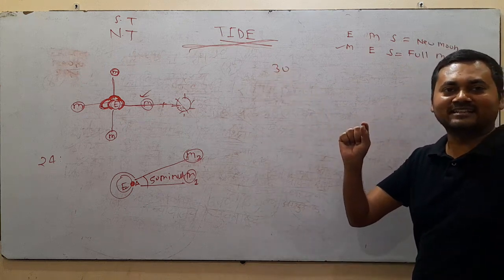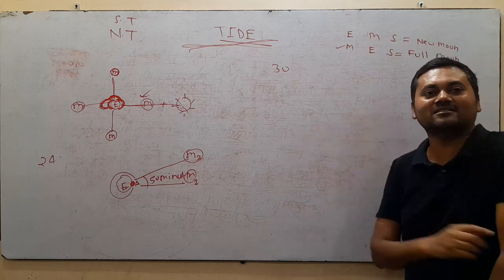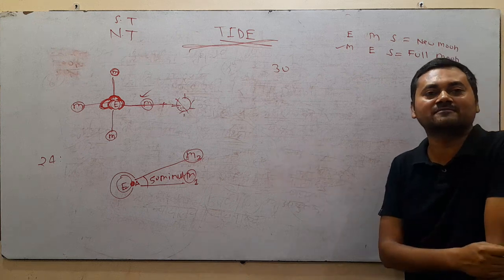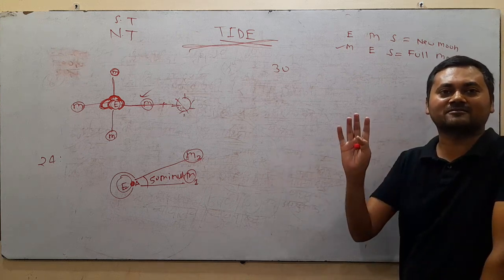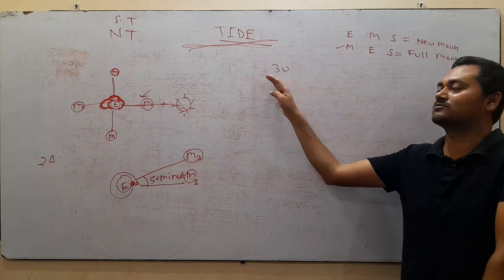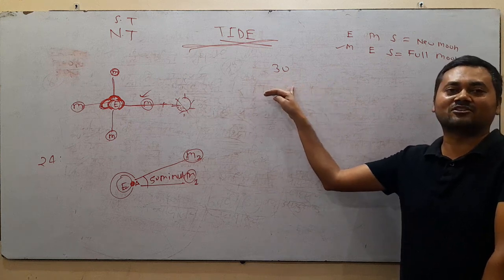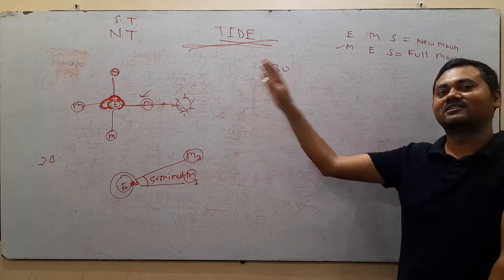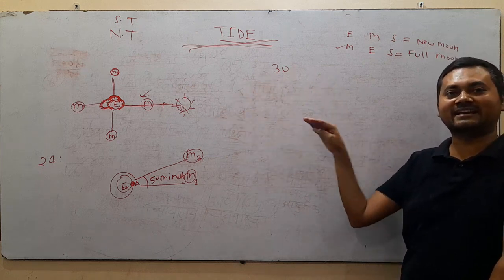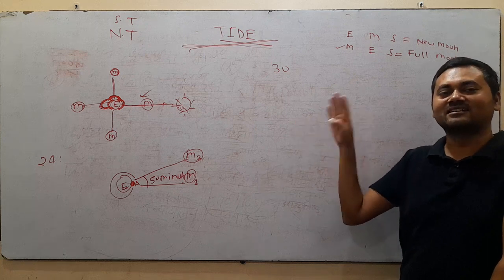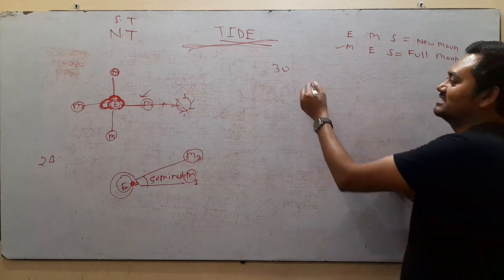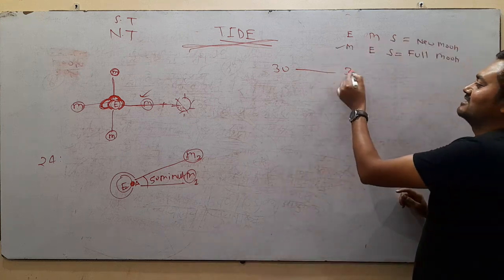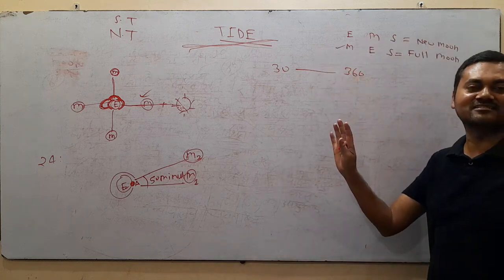So in 30 days, the moon completes one rotation and revolution, as both the things are happening together. Not in 24 hours, I mean in 30 days. In 30 days the moon will complete one circle around the earth. So in 30 days, how many degrees? 360.